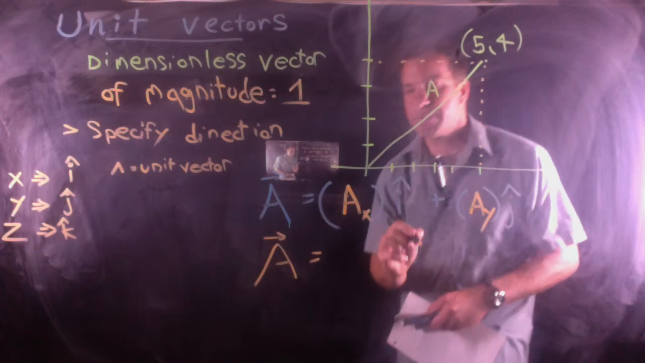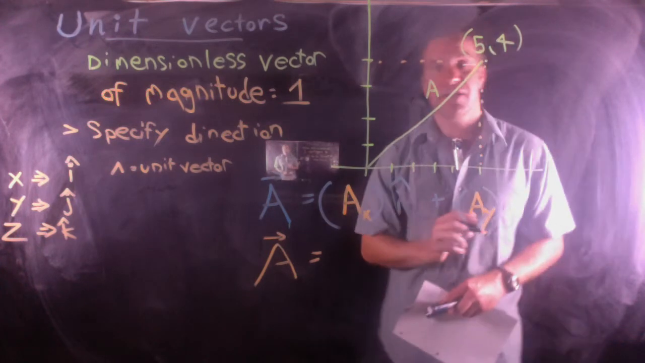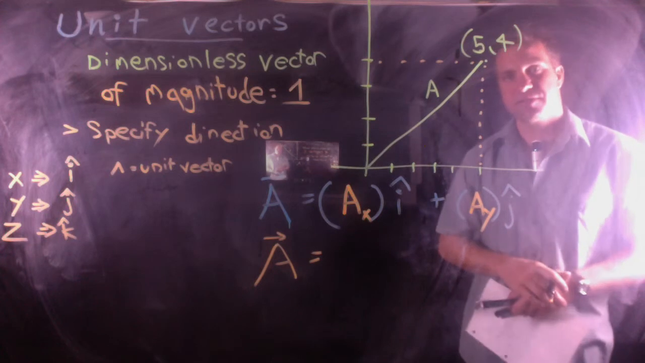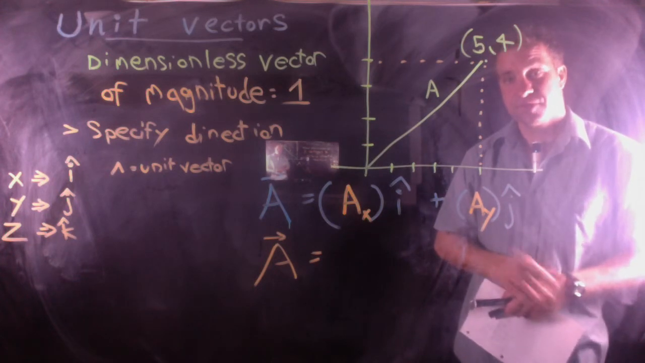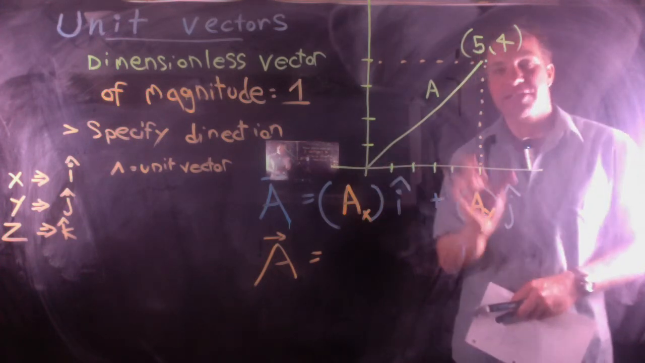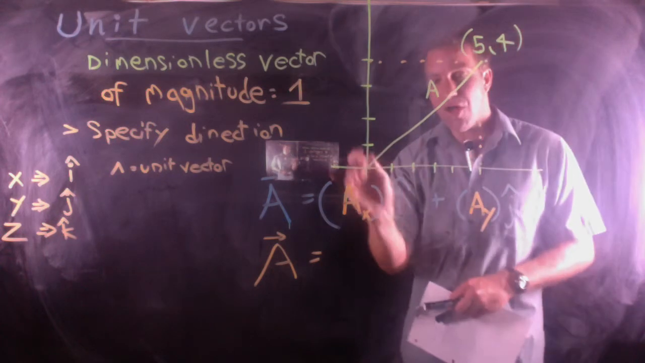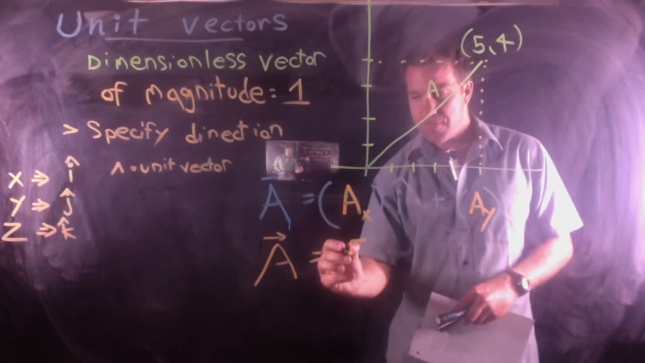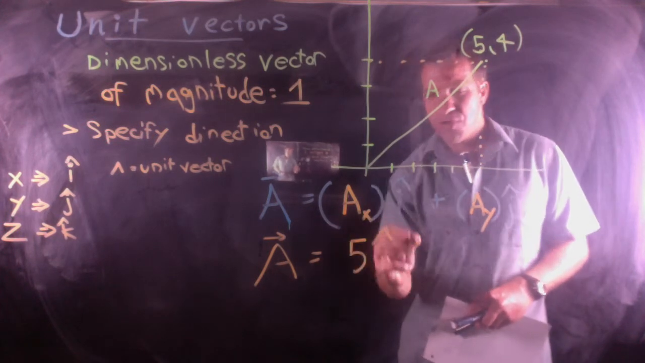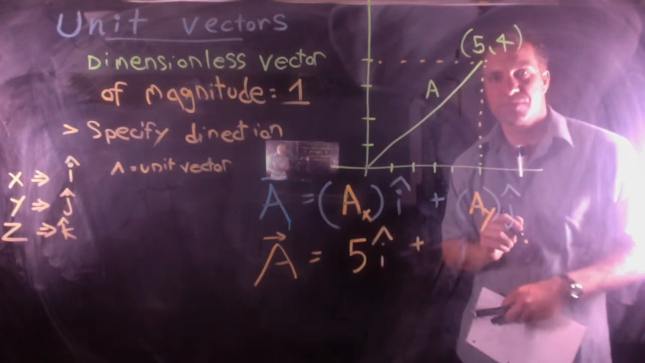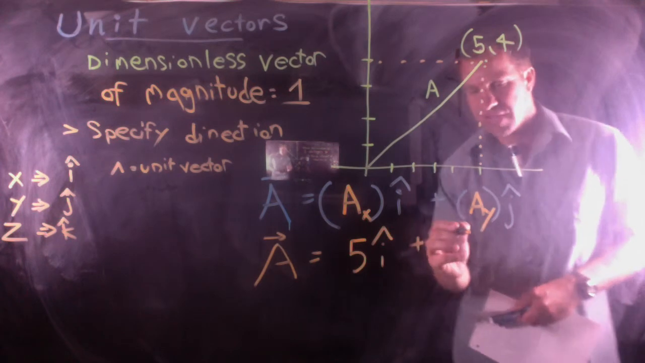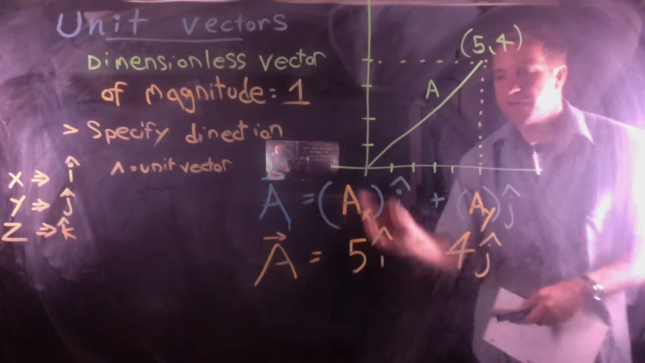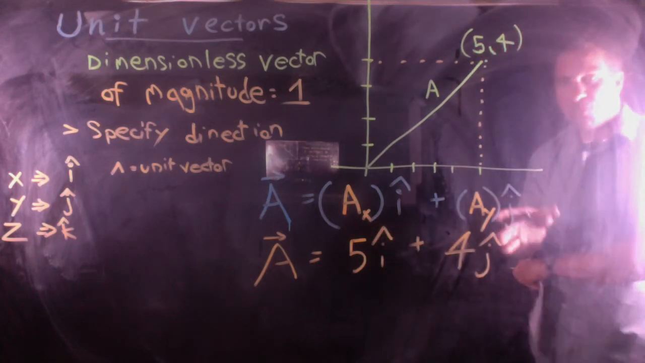Where would A sub x i go? Which axis? The x-axis or the y-axis? Okay, so it's on the x-axis, so how long do we go along on the x-axis? 5. Okay, and so if this is 5, what does the other one have to be? 4. That's what this vector is. So that's how you write it. So it's 5 i hat plus 4 j hat.